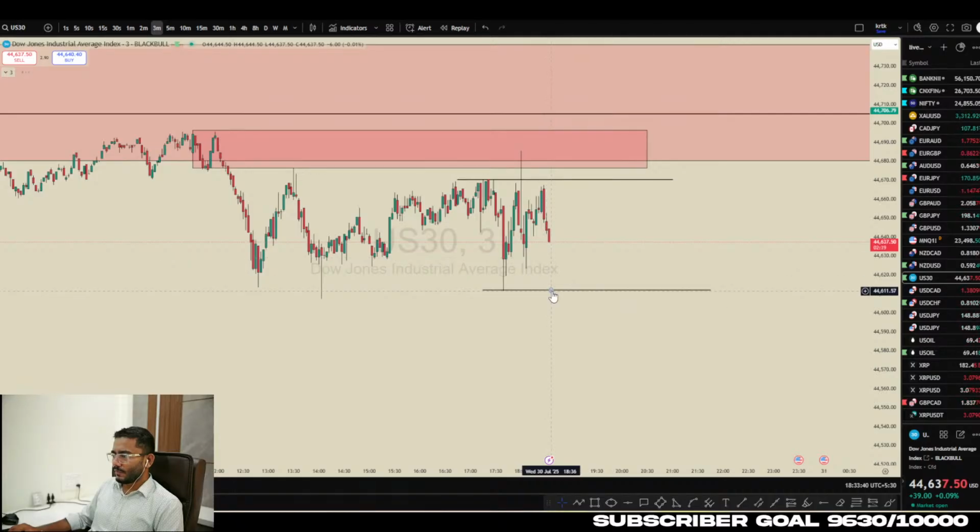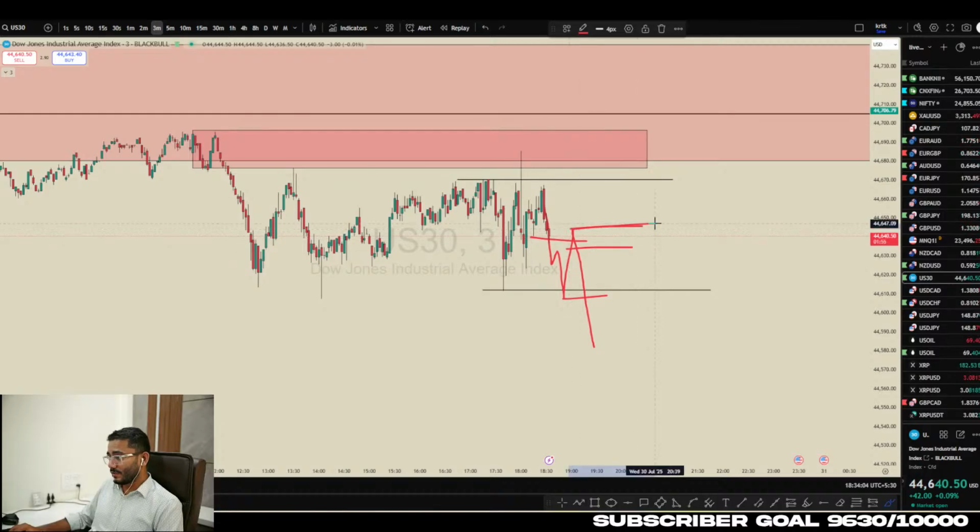But right now, because the structure is already mitigated, we can't enter here because the stop loss will be too big. So we have to look for a pullback. We need to look for inducement, and then it should again give us a break of structure. Then this will be our order block where we can look for entry.